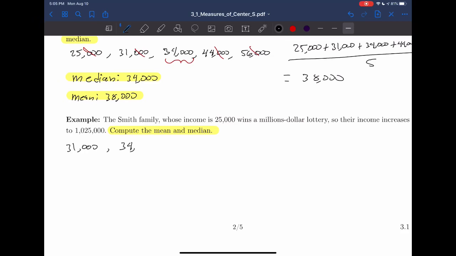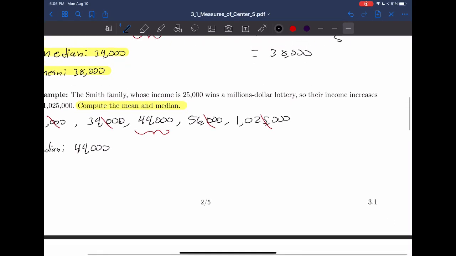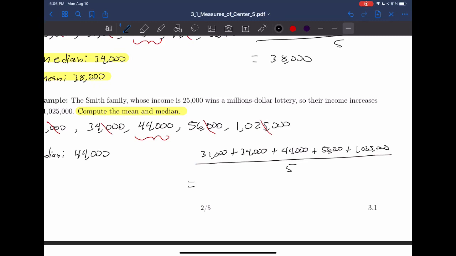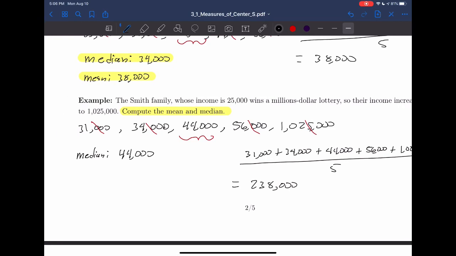What we have to do is put the values in order from least to greatest and find the middle number. So in this case, it's 44,000. Next, we want to calculate the mean. And we want to take the sum of all of our values and divide by the total number of observations, which is 5. And if we do this, we get 238,000.